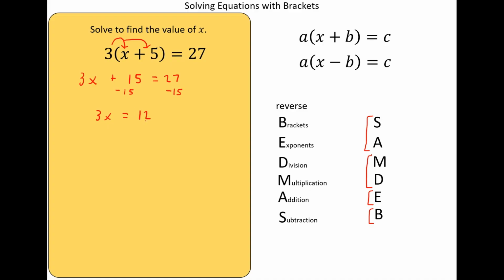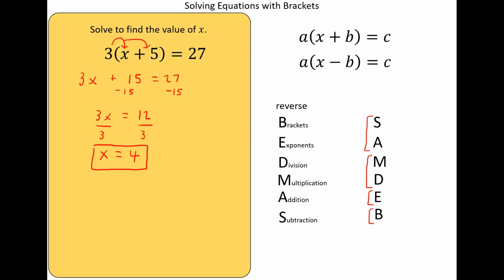So I have 3x equals 12 now, which is a one-step equation. Since 3 is multiplying by x, I want to do the opposite and divide both sides by 3. On the left side, I'm just going to get x. And on the right side, 12 divided by 3 is 4. So x would equal 4 in this case.